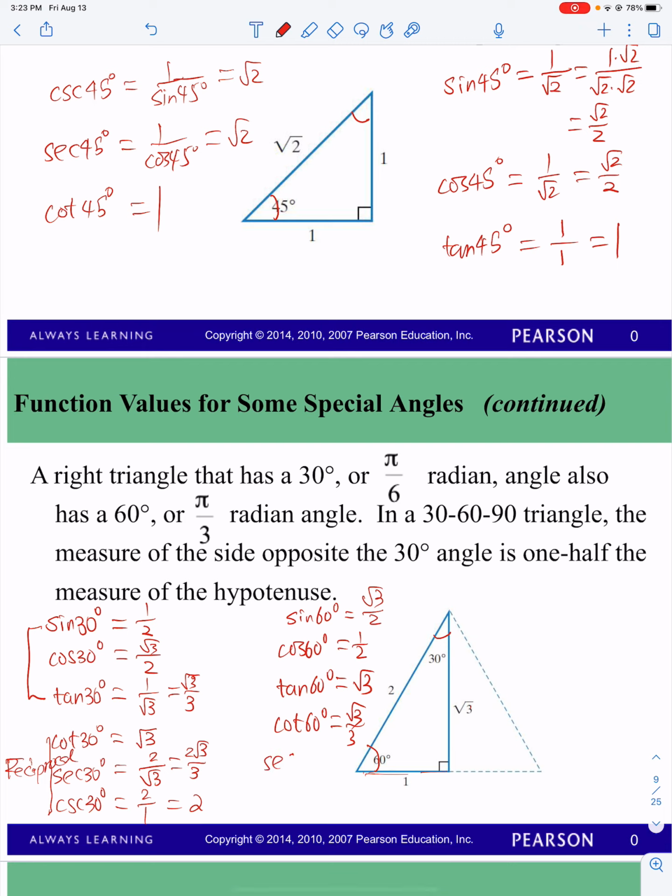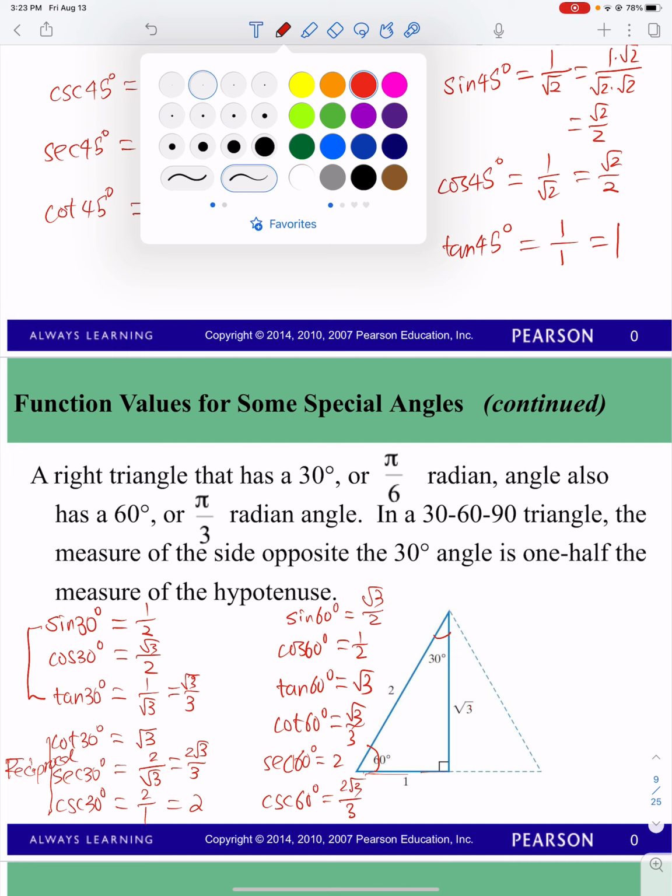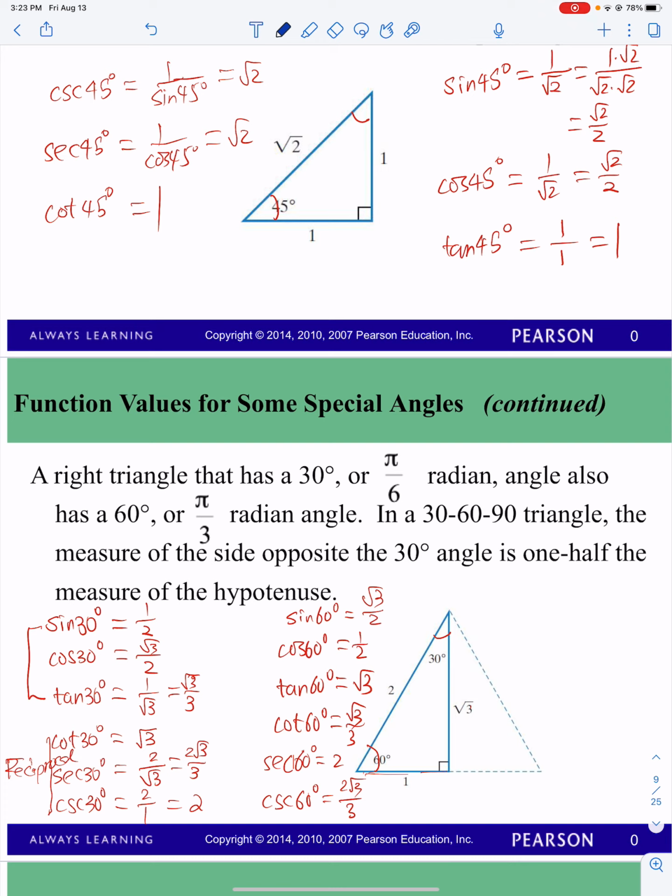Secant 60, 2. Cosecant 60, 2 square root of 3 over 3. So what did you notice? What did you notice? These two are this, yeah.